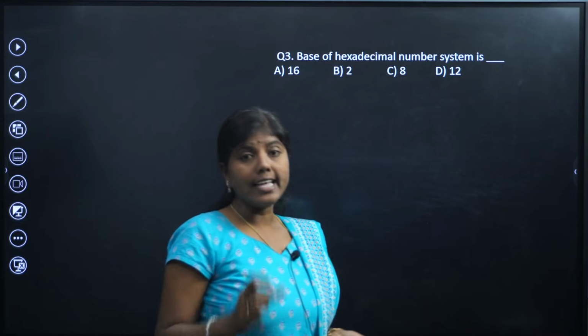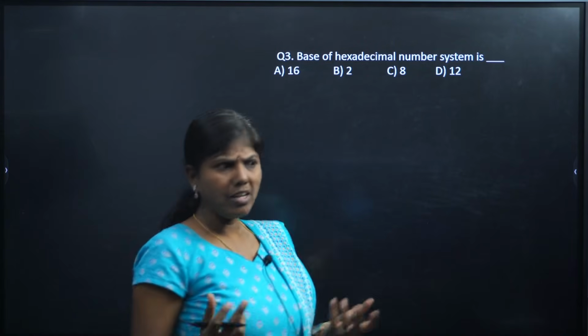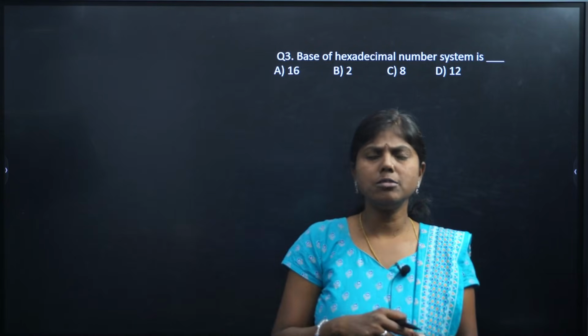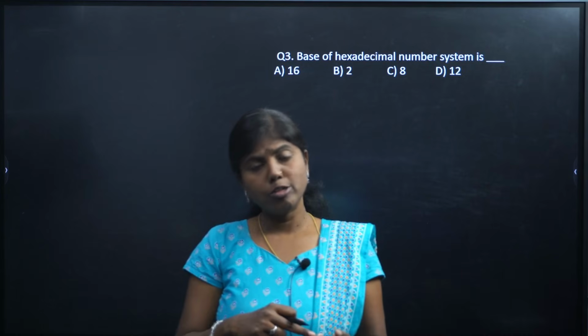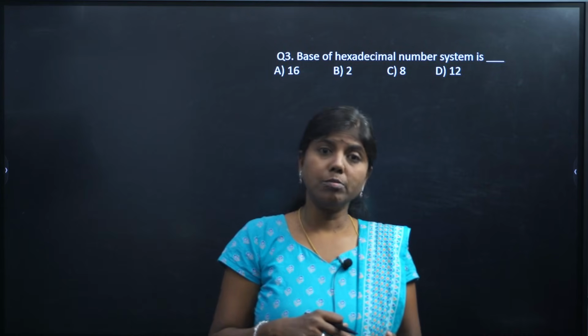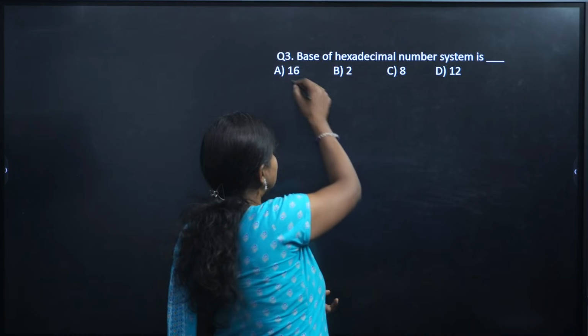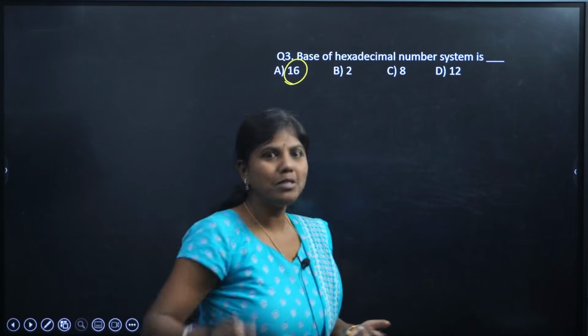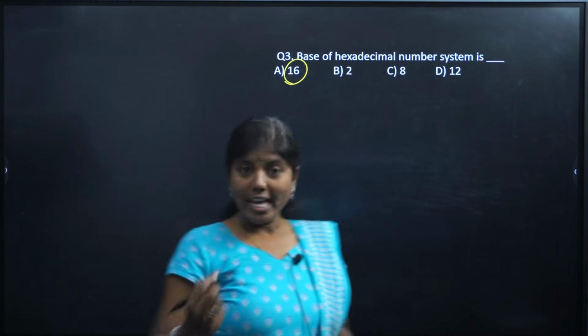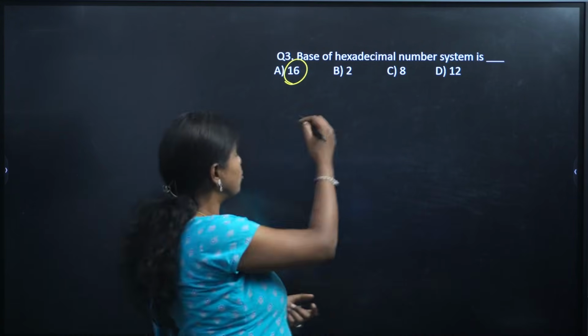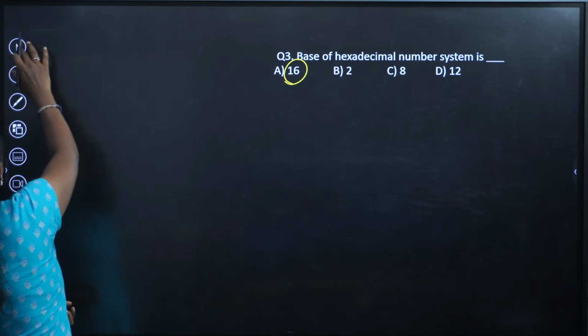Base of the hexadecimal number system. Very simple, we have a binary number system, the base is going to be 2. Octal number system, it's going to be 8. And we have hexadecimal number system, that's going to be 16. Decimal number system, you know, it's 10. So hexadecimal number system is what? It's going to be 16. Okay, we'll go with the next question now.